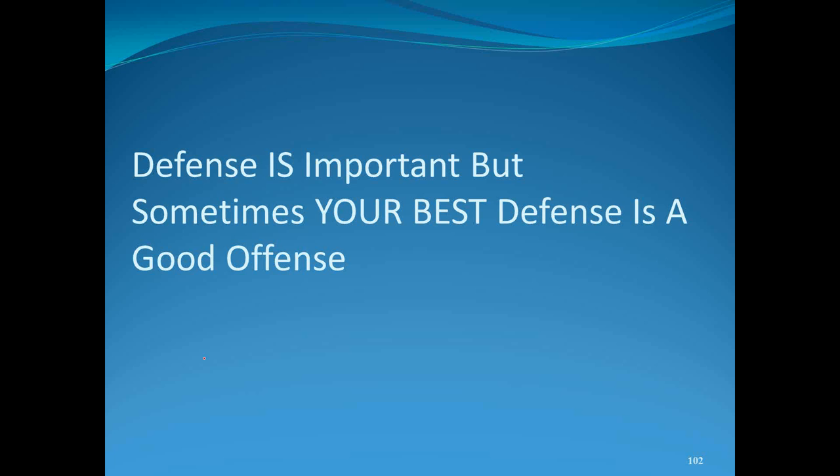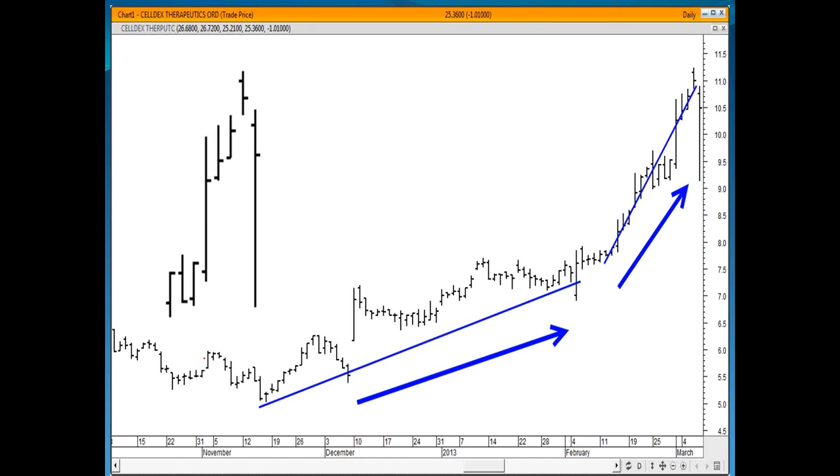So defense is important, and I spent a lot of time talking about defense today and the importance of money management. But sometimes your best defense is a good offense. So you want to ferret out that stock that might go up 50%, 100%, 200%, 300% or more. You want to make sure you have persistency or acceleration or some combination thereof, and gaps and laps, and direction of the trend, and strong closes, and then a setup. You want all of those things.